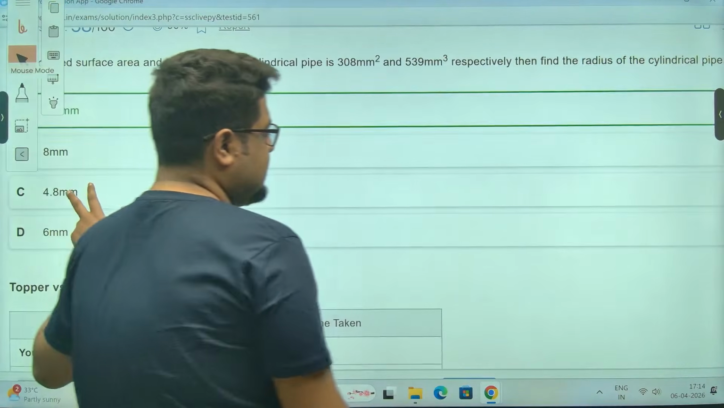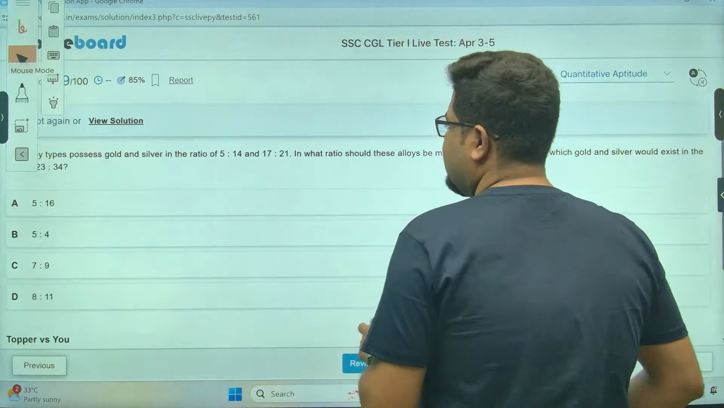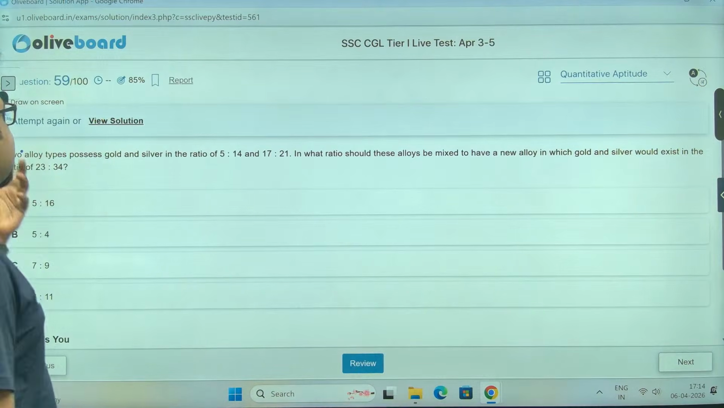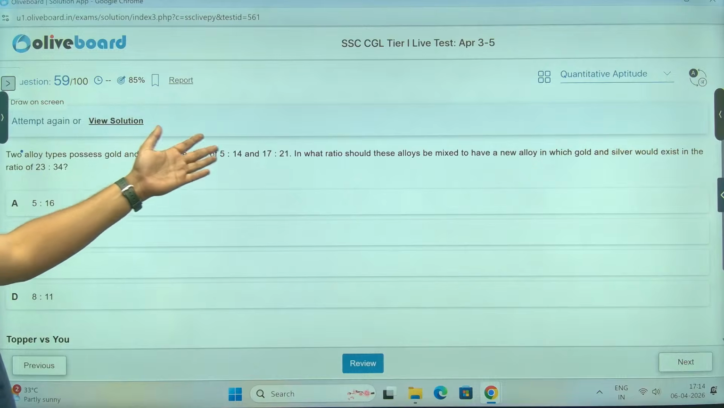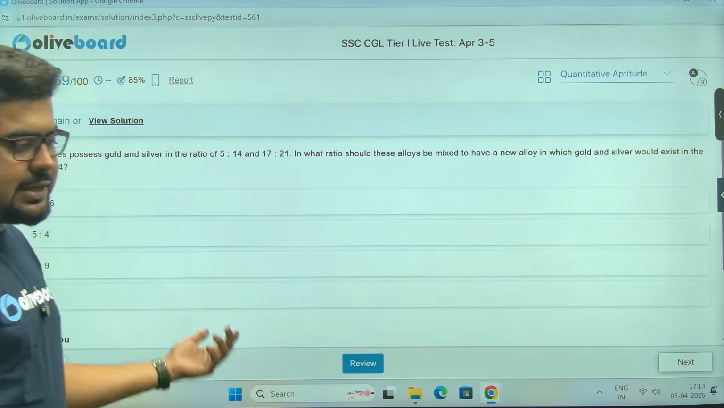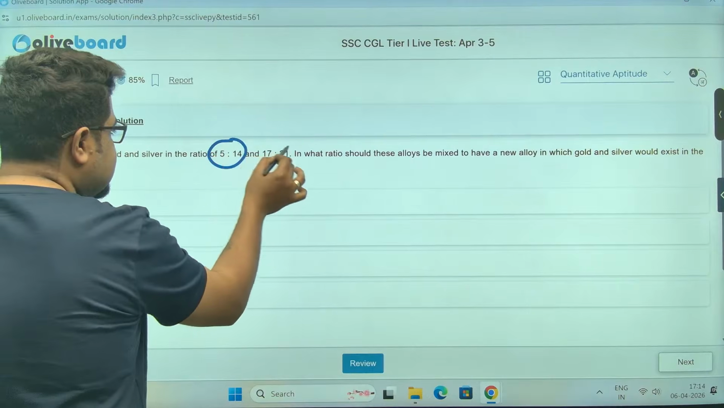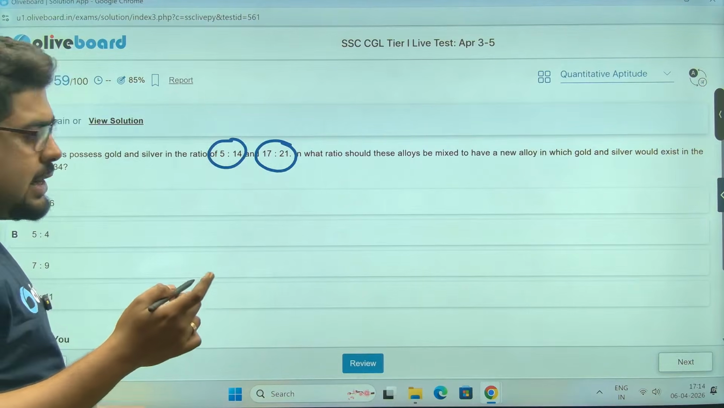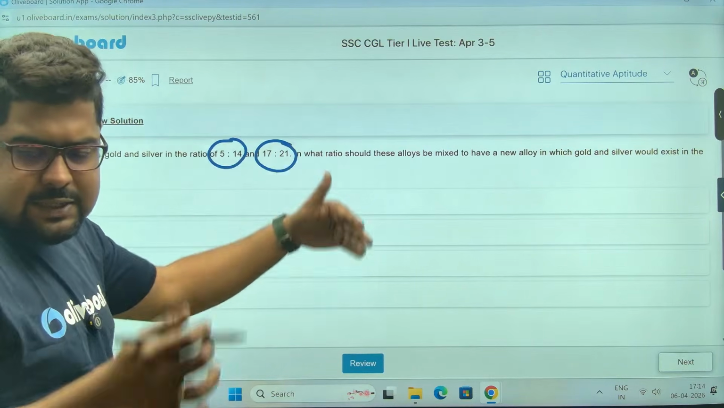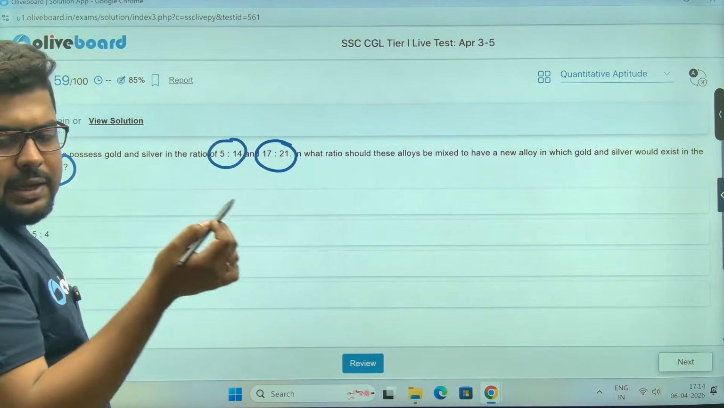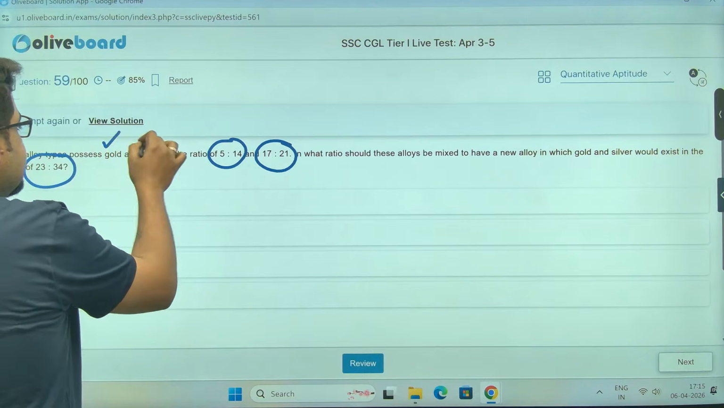Simple question. Again, so far, not a single question we have encountered which could have given us any trouble. This one is a simple allegation question. You see, two mixtures, so this is a mixture of mixtures question. Two mixtures are getting mixed to make a new mixture. So again, you can take the allegation either on gold or on silver.